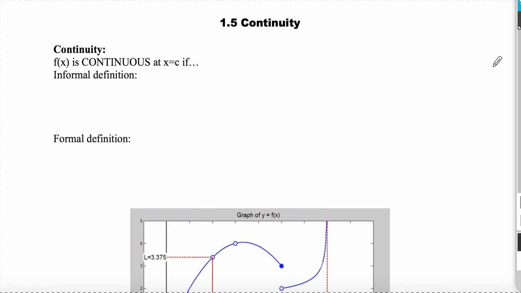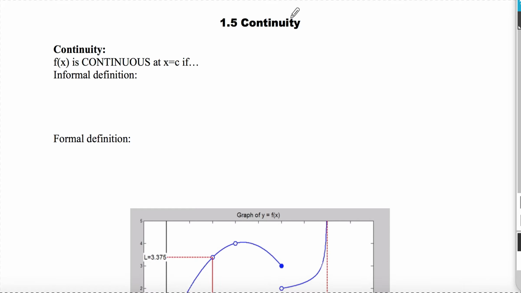Here we go. Today we're going to talk about continuity, defining it and how to use the definition of continuity to prove or determine whether or not a function is continuous at a point. You probably have heard the word continuity or continuous before. I want you to take a second, pause the video, and go ahead and write down what an informal definition of continuous is. f of x is continuous at x equals c if, and then fill in the rest of that sentence. What does it mean for something to be continuous? Pause the video and try that.